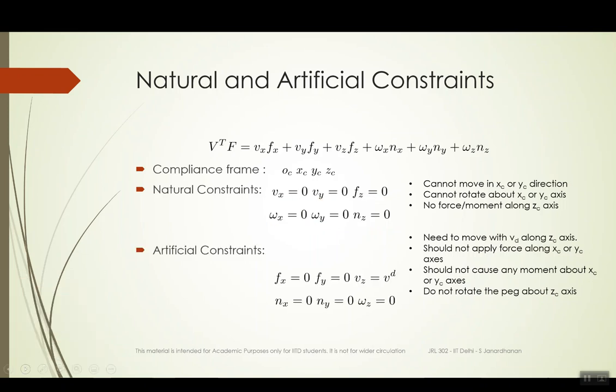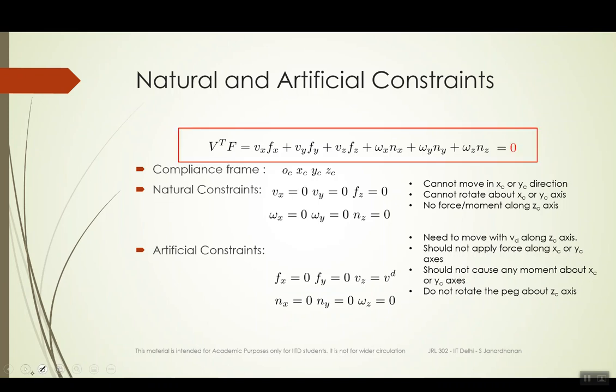And what about the artificial constraints? You should not apply any force along the x-axis or along the y-axis, nor should there be any movement about the x-axis or the y-axis, the peg should move with a velocity vd along the zc axis, and there should not be any rotation also. So those are the 6 artificial constraints. When you put all these conditions together, you see that v transpose f is equal to 0 in this case.